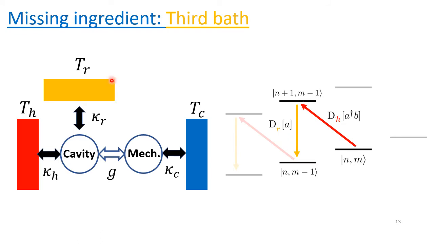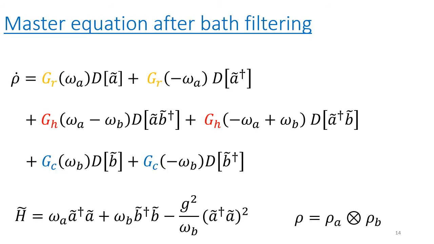our suggestion is to consider another bath at temperature TR and put it with the cavity. In this case, if we create an extra high energetic photon, we can now dump it into this bath. And now this analogy is complete with laser sideband cooling, but in this case we have three baths. Two are attached to the cavity mode and one to the mechanical mirror. And this is the master equation we get for this system.